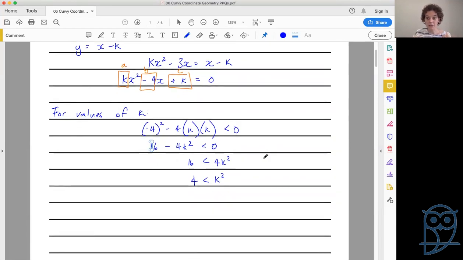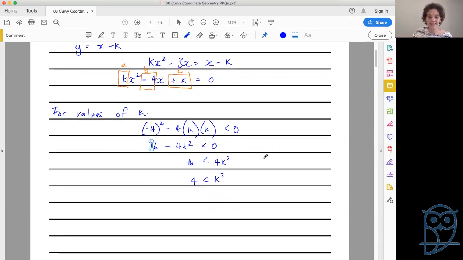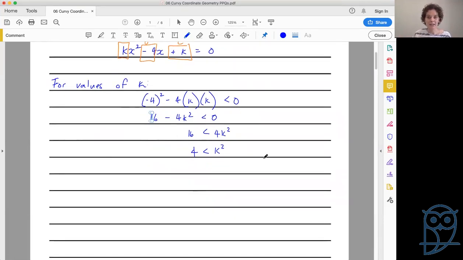Remember, when we take the square root, we get plus minus 2. Okay, but we're not dealing with that. So we can't say greater than minus 2, greater than 2. That makes absolutely no sense if you try to draw it on a number line. So let's have a think about this one.